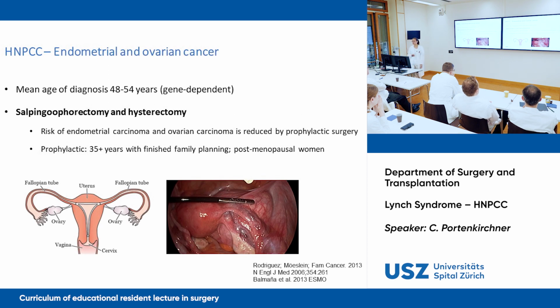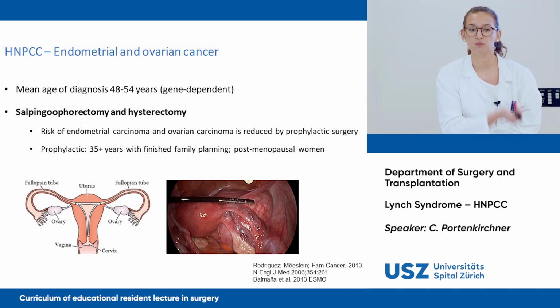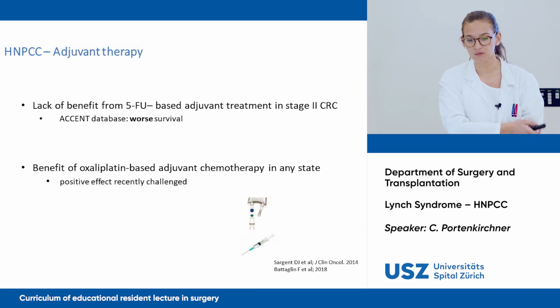We don't have a prophylactic treatment in colorectal cancer, but we do have a clear need for performing prophylactic salpingo-oophorectomy and hysterectomy in female patients over 35 years old when they have finished family planning, or in postmenopausal women. So here we should perform prophylactic surgery, and maybe with young patients we can discuss it with them, wait for the colorectal cancer to appear, and do this together in one procedure.